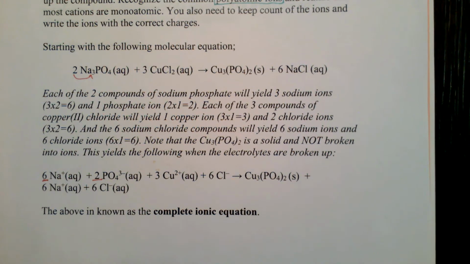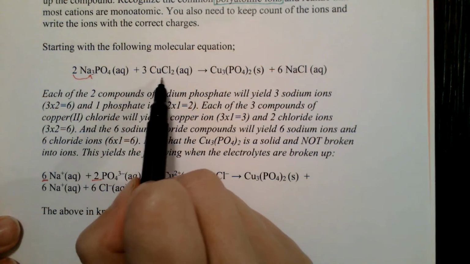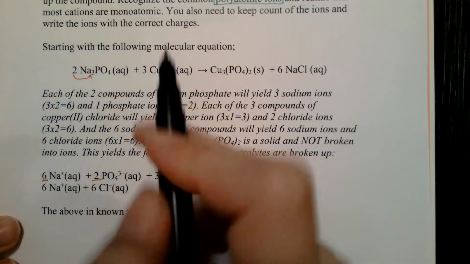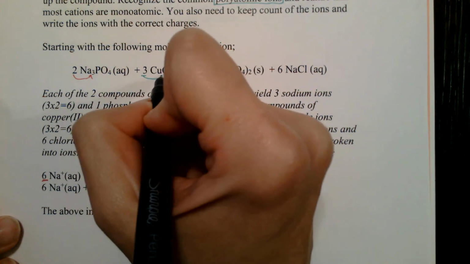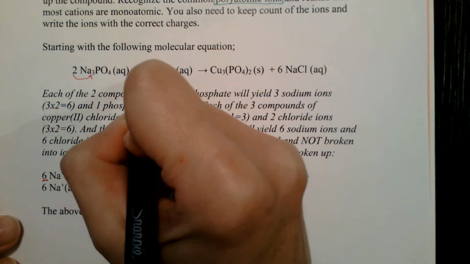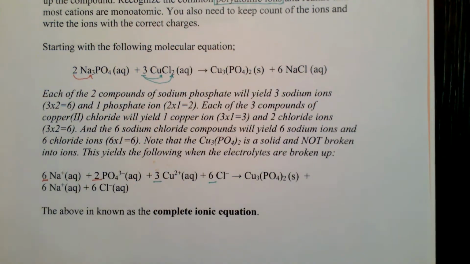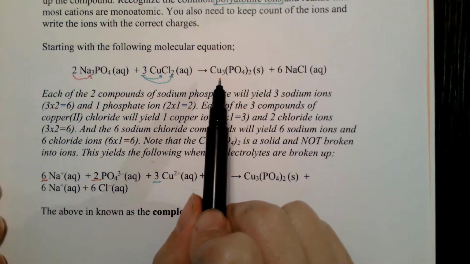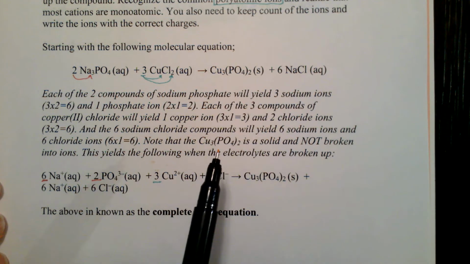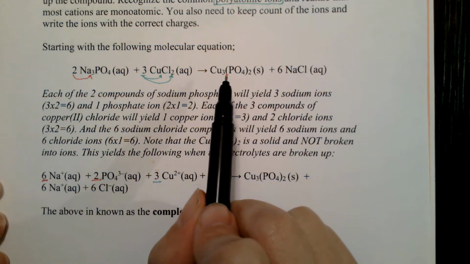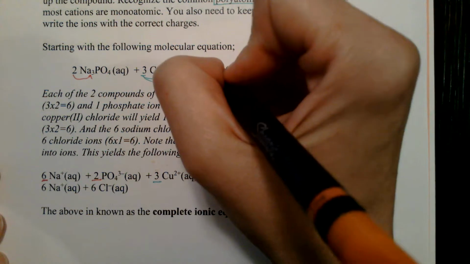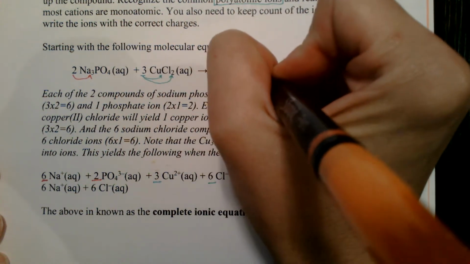Moving to the next compound, there are 3 copper chlorides. So we get 3 coppers, and 3 times 2 gives us 6 chlorides when we dissociate. Moving on to Cu3(PO4)2, we might want to say 3 copper, but nope, we don't do that. I'm going to put a box around this.